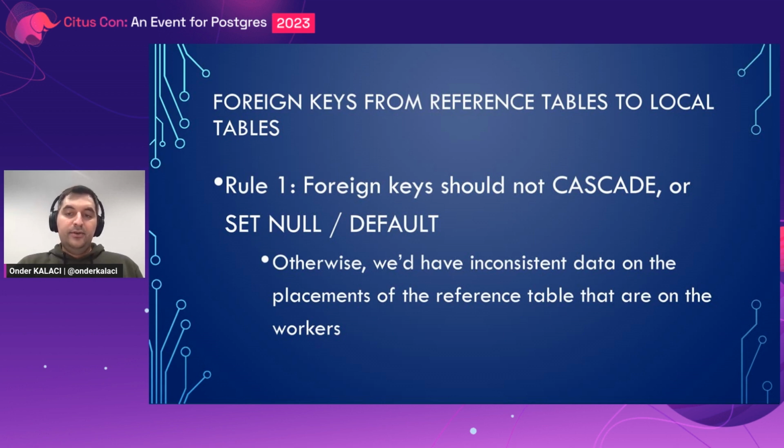But for just restrict and no action types of foreign keys, those can also be supported, because that can already be enforced on the coordinator. So there's no need, we can just enforce it on a single node, and then it's already enough to cover the foreign key constraint between these tables.